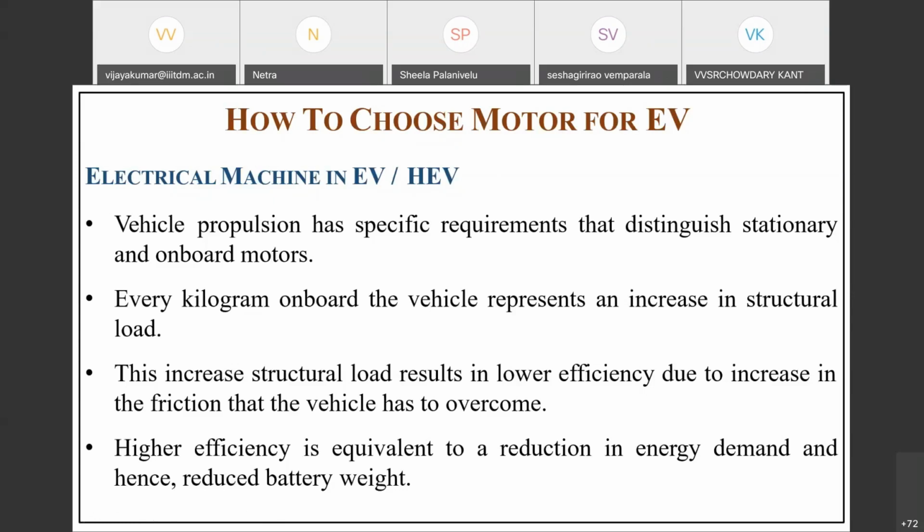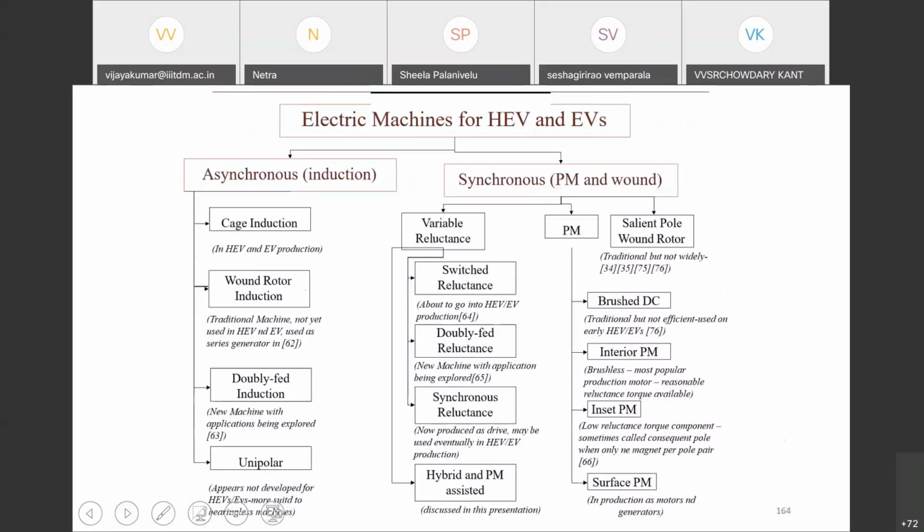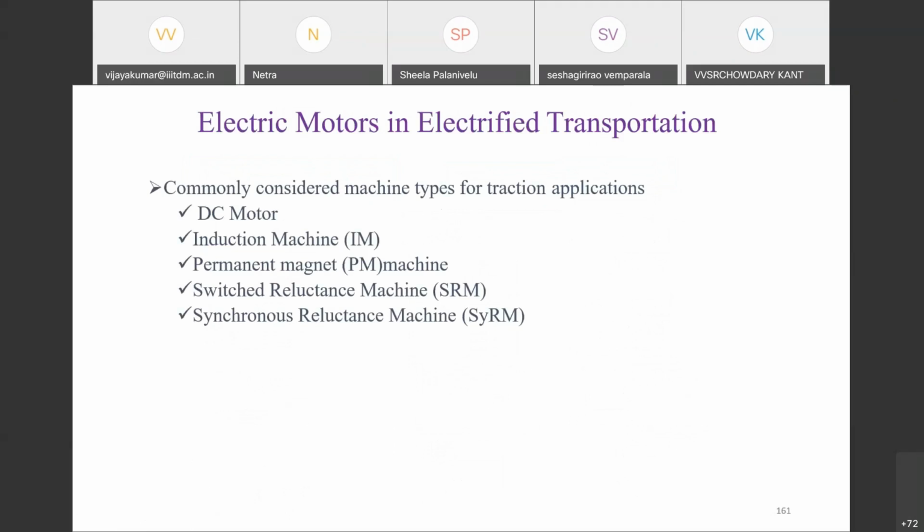So you can choose any type of motors. These are asynchronous machines. In asynchronous machines, you have squirrel cage, wound rotor, unipolar machines. In the synchronous, we have different types, so depending upon interior or inset permanent magnets, you can classify. And reluctance machines also play a huge role in EVs. So the persons who are working on machine design will get a huge opportunity once EVs are in development. I mean, we are still in the development phase. It's not full-fledged.